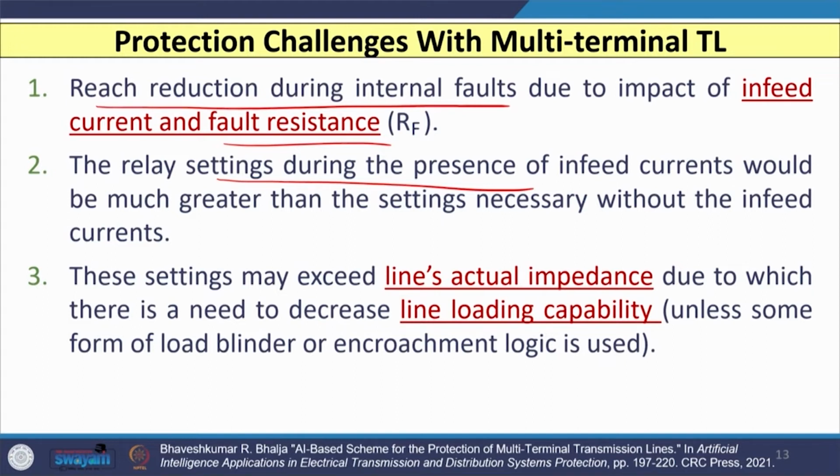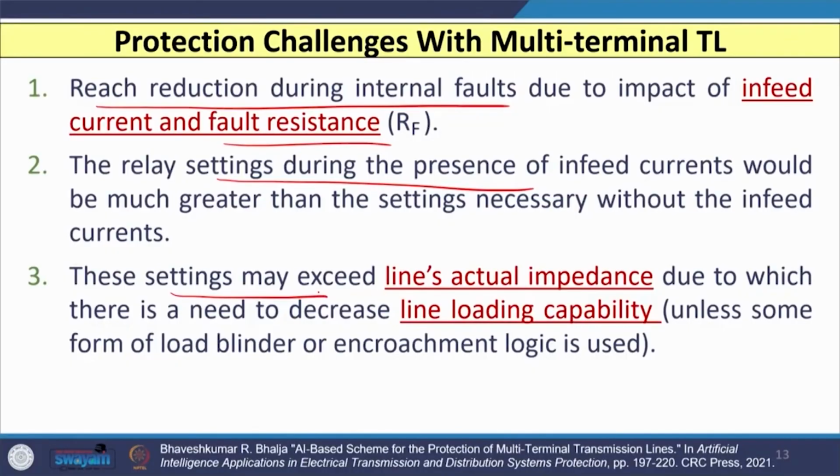So, when there is no remote infeed, whatever settings are there, and when there is an infeed present, the settings are entirely different. The settings sometimes may exceed the line's actual impedance, because of which there is a need to decrease the line loading capability, unless you have used some encroachment logic or some blinder logic. Otherwise, you have to decrease the line loading capability, so that there should not be any maloperation of the conventional distance relay when it is used for the protection of multi terminal or three terminal transmission lines.